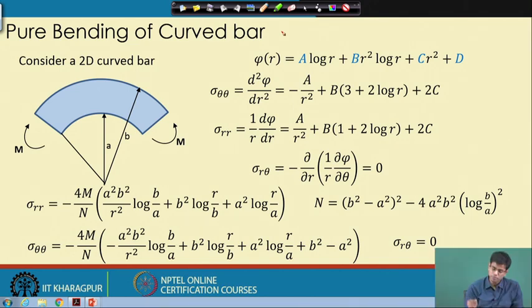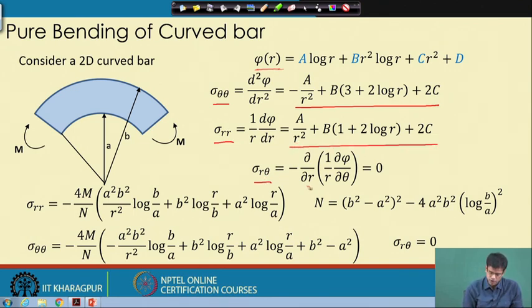In the stress function approach, we assume that our stress function is a function of r only. There is no theta here, and this leads to our normal stresses being of this form. So, sigma theta theta is of this form and sigma r r is also in this form, and sigma r theta, which is a requirement for pure bending, is also 0.